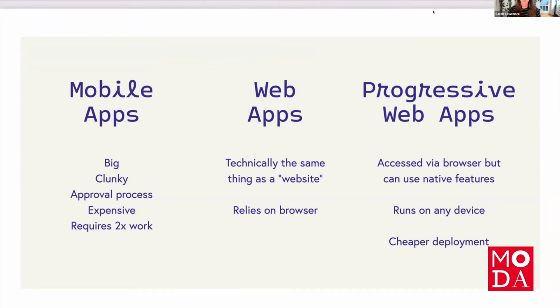The thing about mobile apps, like Spotify or Instagram or TikTok, is that any app you download from the App Store is going to be pretty big. It's going to be at least a few megabytes, if not much bigger. It's going to take up different amounts of memory and resources. They're kind of big, kind of clunky. To put any of these apps in the App Store, you must go through an approval process through either Android or Apple. That can take a long time, and it can be expensive.